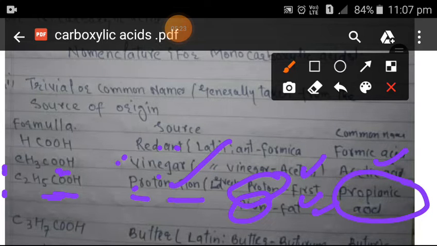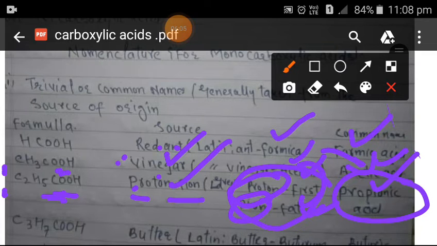There are other different monocarboxylic acids, and we have taken some of the important ones here. Formic acid is taken from the red ant, formica. Acetic acid is from vinegar, acetum. Propionic acid comes from proto, meaning first, and pion, meaning fat. It is the first fat molecule, and that is why it is called propionic acid.